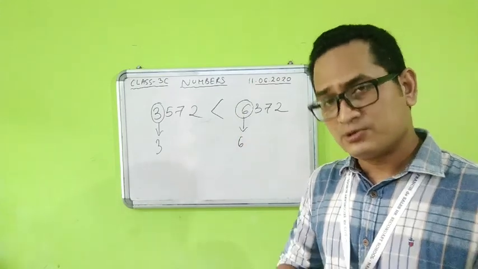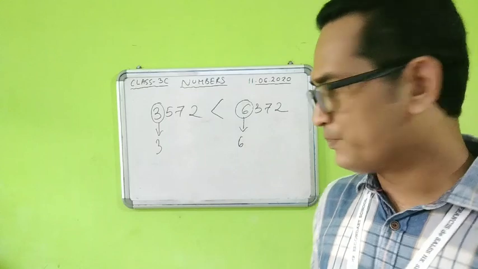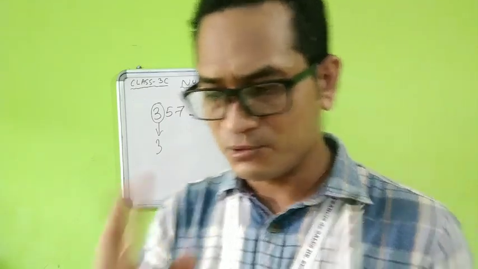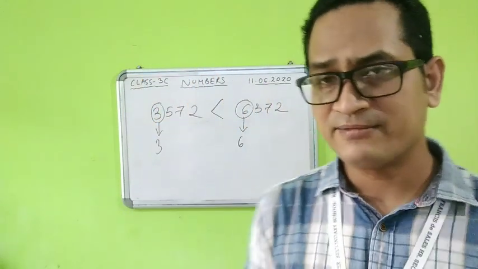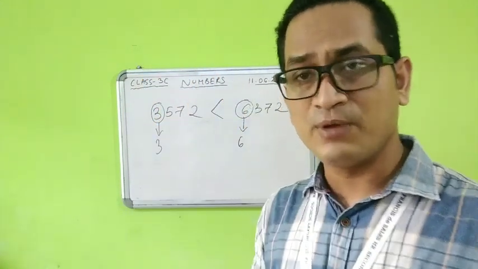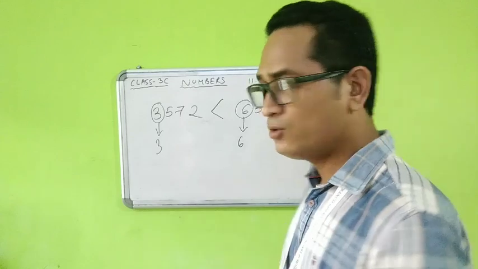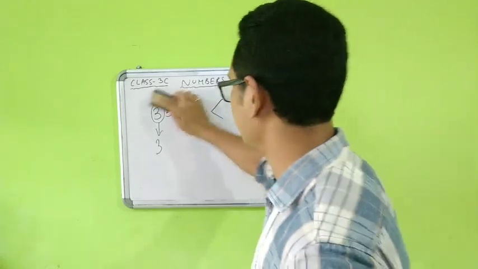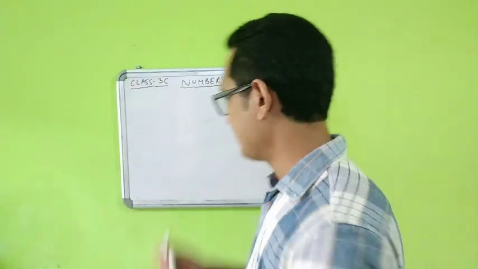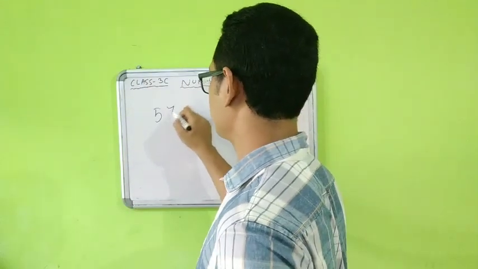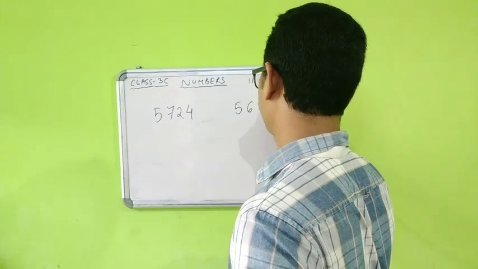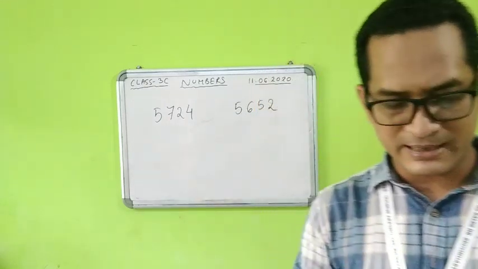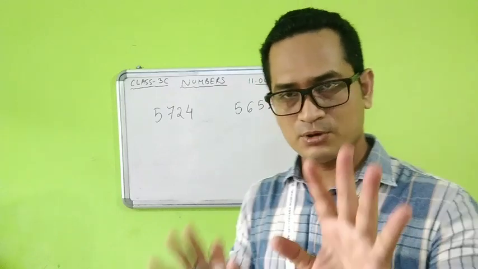Fine. Now students, there may be a question in your mind. Suppose I have two 4-digit numbers in such a way that the extreme left hand side digits are the same, then what will happen? Then I cannot go by this method. Let us take one example. Say if I write one number, say 5, 7, 2, 4, and if I write 5, 6, 5, 2. Suppose I have written these two numbers.